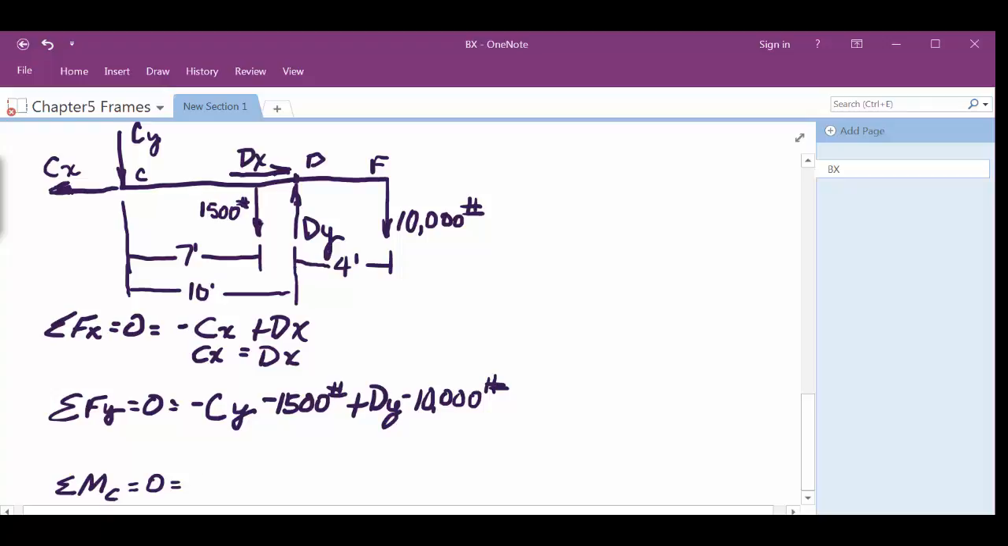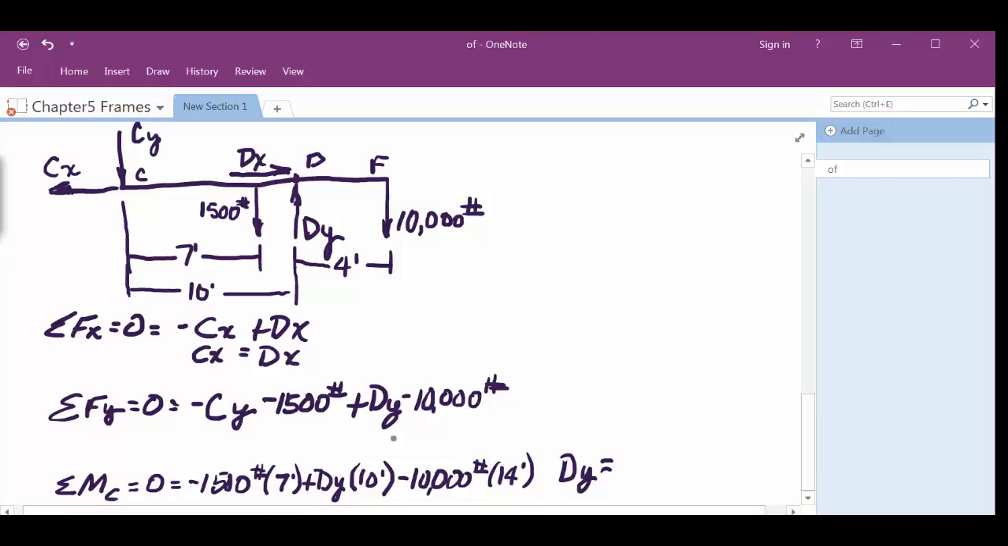So what's the 1500 trying to do relative to C? It's trying to make this thing go clockwise. Negative 1500 pounds at 7 feet, plus DY at 10 feet, minus 10,000 pounds at 14 feet. We can solve for DY now. Everything else goes to the other side of the equation and becomes positive. So 10,000 times 14 plus 1,500 times 7, and then all of that divided by 10.